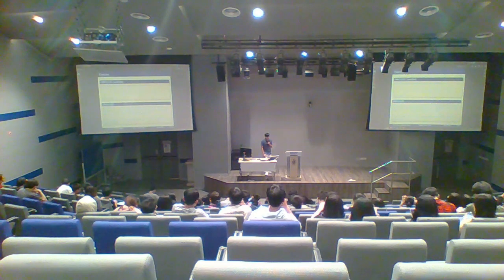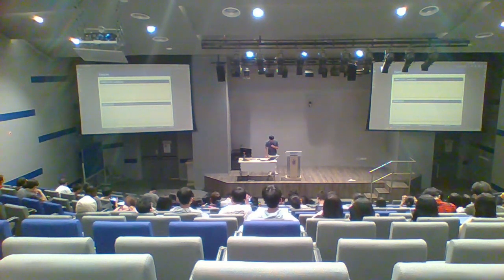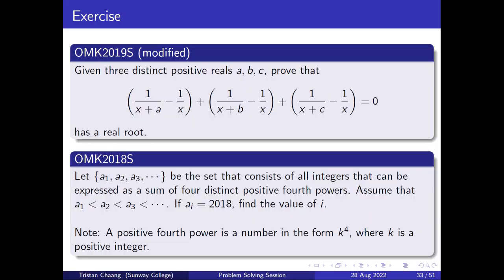Okay, a few more examples over here. Well, we only have half an hour left, so I'll just talk about the first one, and then maybe a little bit of the second one. So the first one is that you have a, b, c positive reals, distinct, and you want to prove that this is a real root, right? Well, if you put positive numbers, it's definitely not 0, because those brackets are all negative, I think.